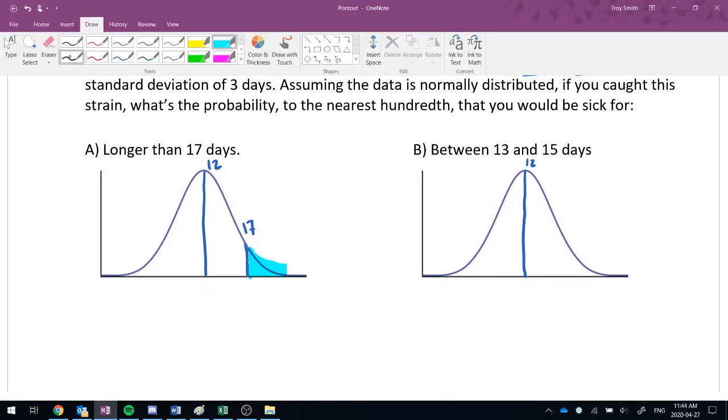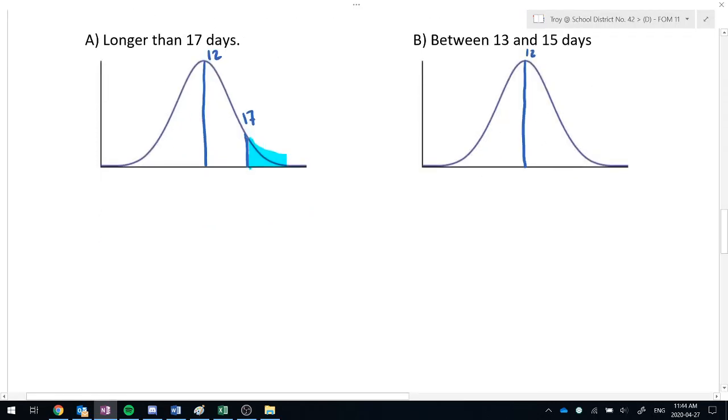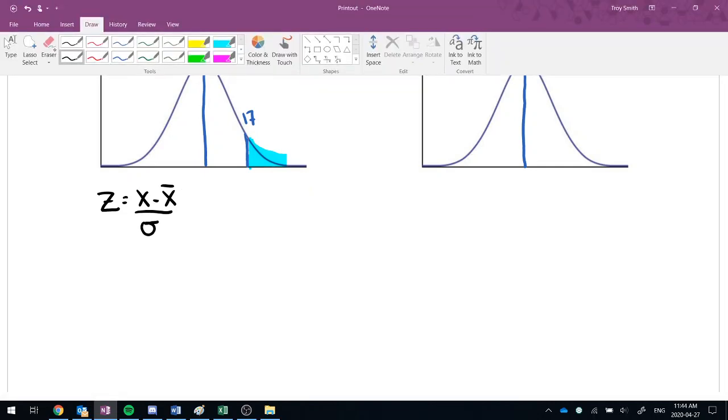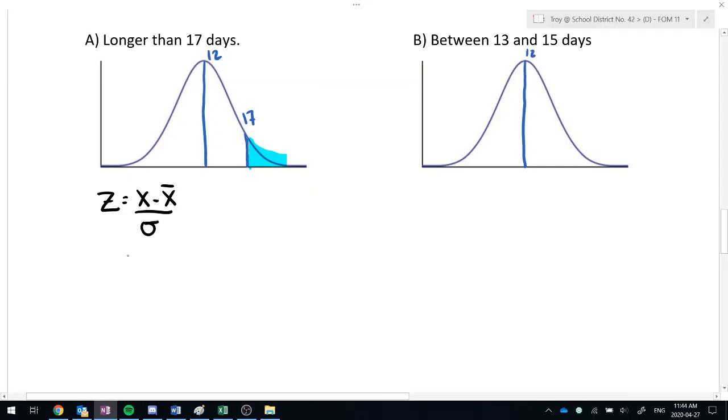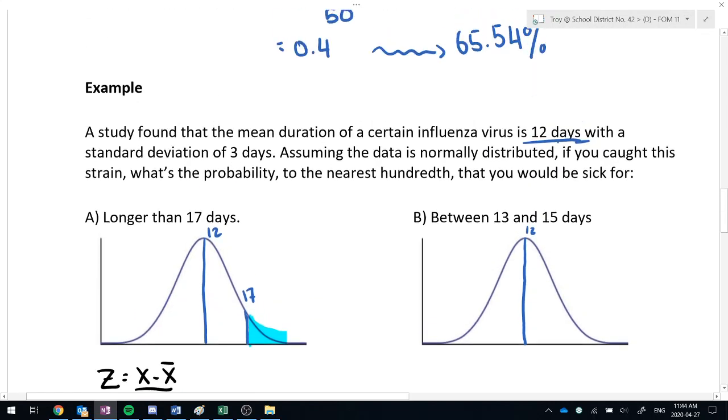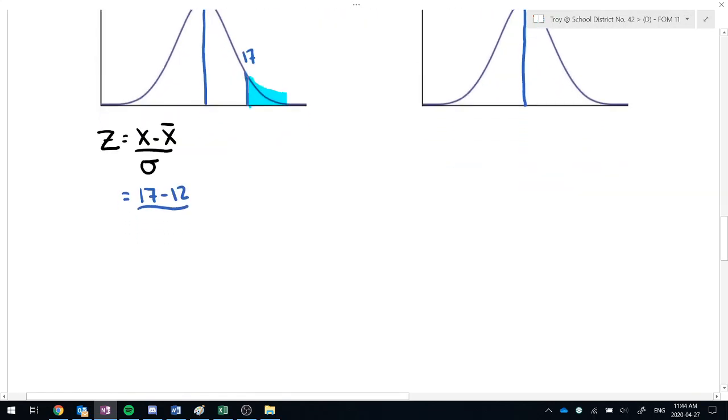Okay. So we need our z-score, as always: x minus x bar divided by the standard deviation. In this case, our data point that we're finding the z-score of is 17. The mean is 12, and they said it was 3 for the standard deviation.